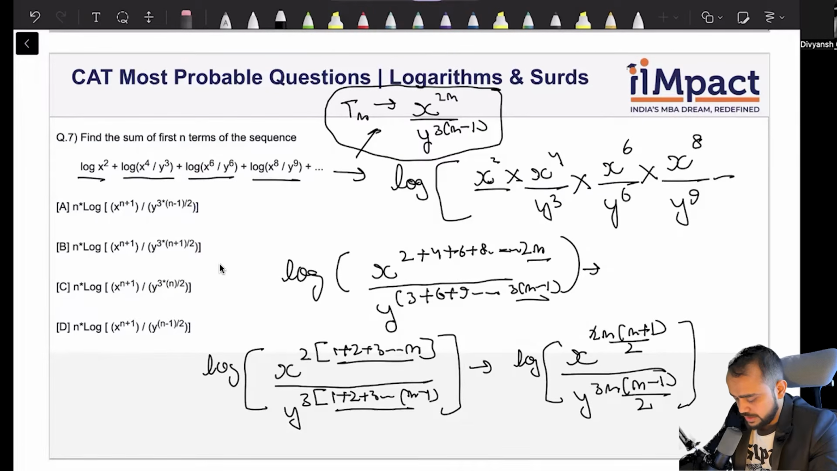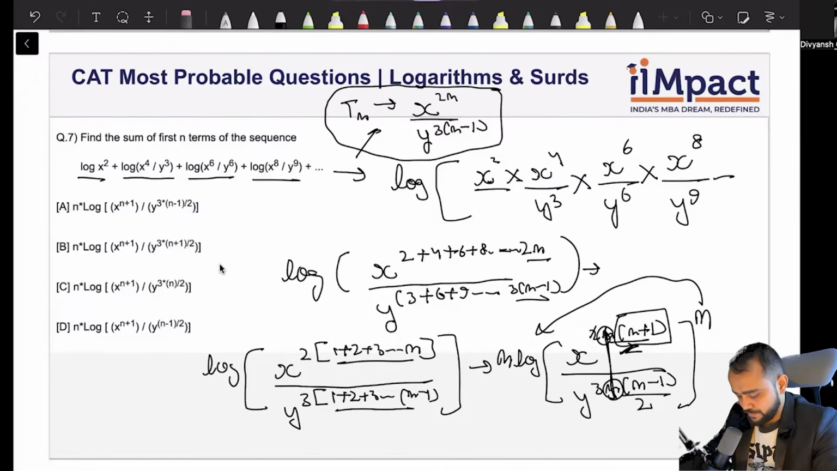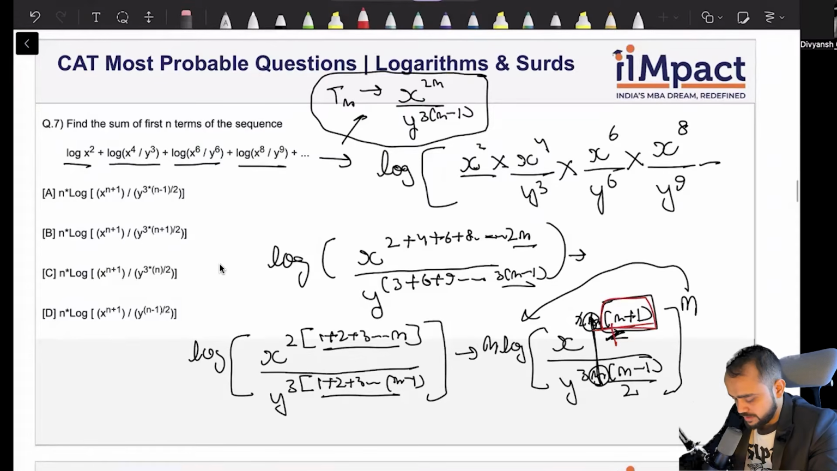Now this 2 will cancel this 2 and n I can take common as a raised power which I can bring down here. So inside I'll be left with x to the power n plus 1 and y to the power 3 times n minus 1 by 2. So that is the first option. So the answer for this question is going to be A.